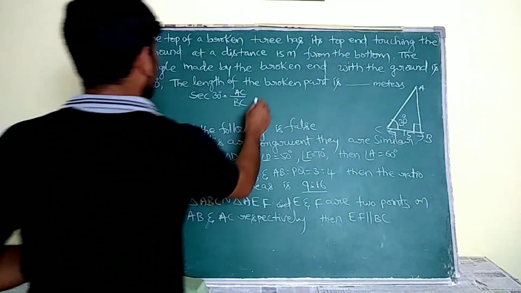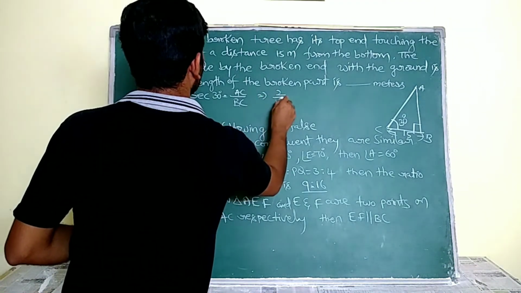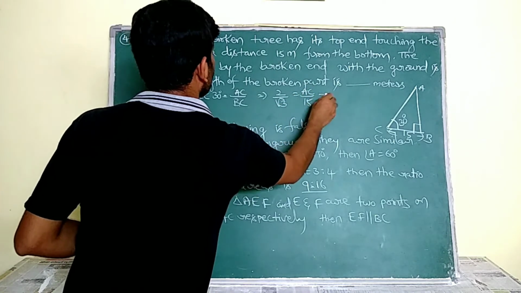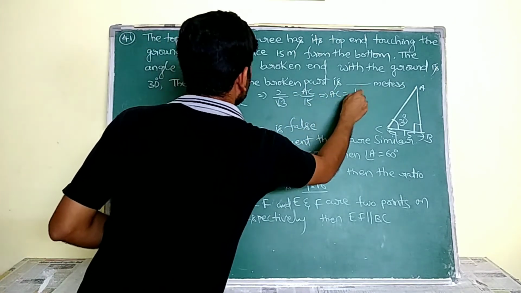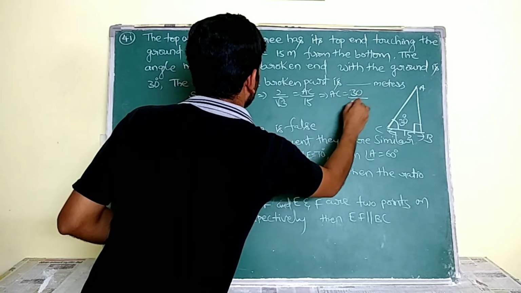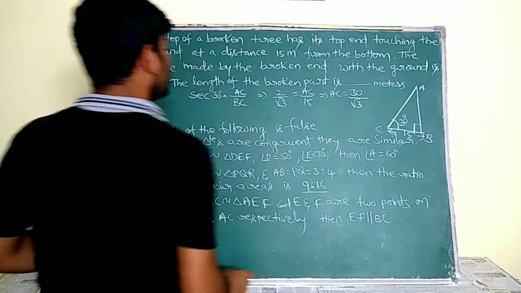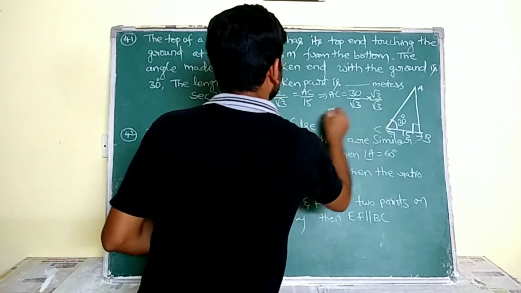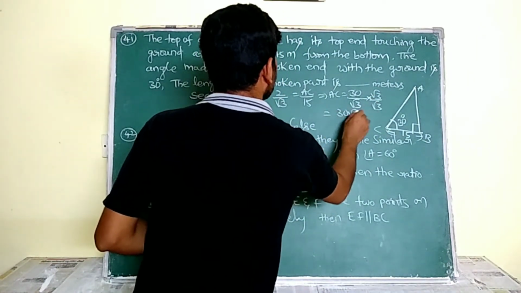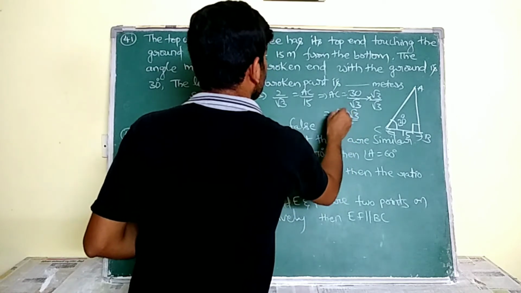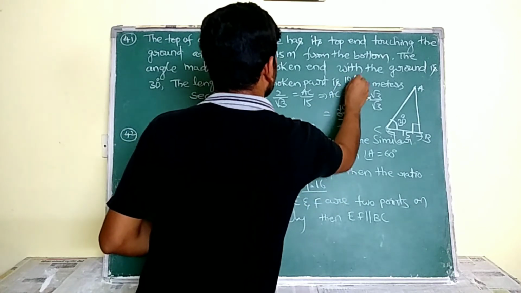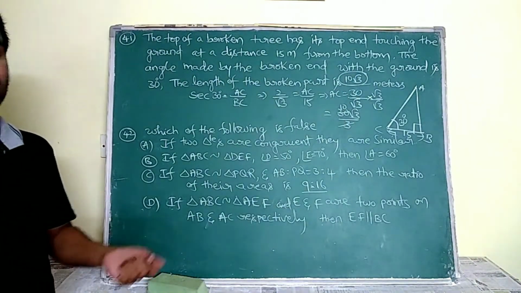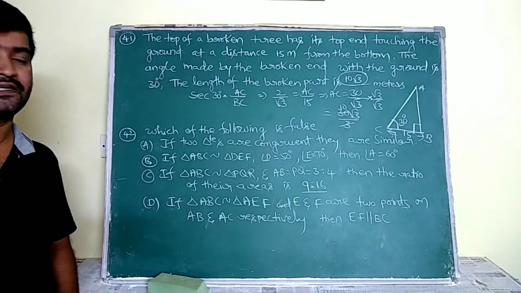Okay, what is secant 30? We know that secant 30 is 2 by root 3, equal to AC by 15. That implies AC is equal to 30 by root 3. 30 by root 3 is nothing but, if I multiply with root 3 and root 3, that is 30 root 3 by 3. 3 1 3, 10, that is 10 root 3 meters. Okay, the length of the broken part is equal to 10 root 3.